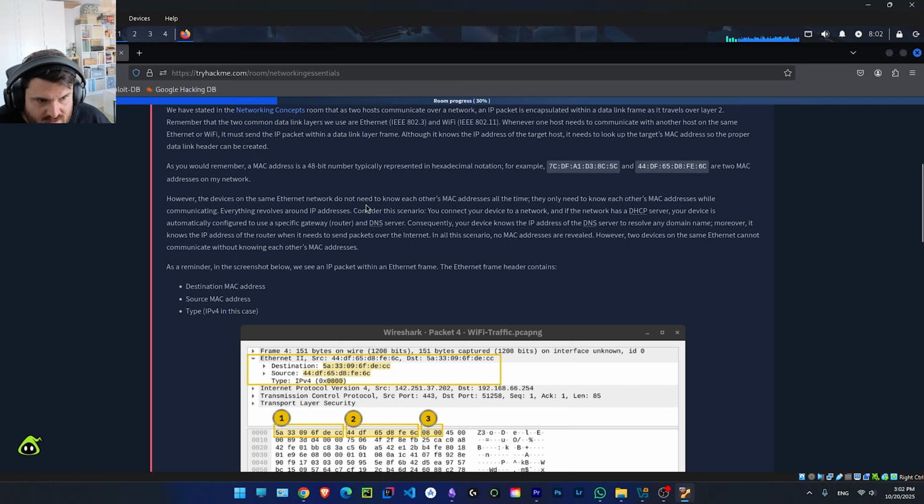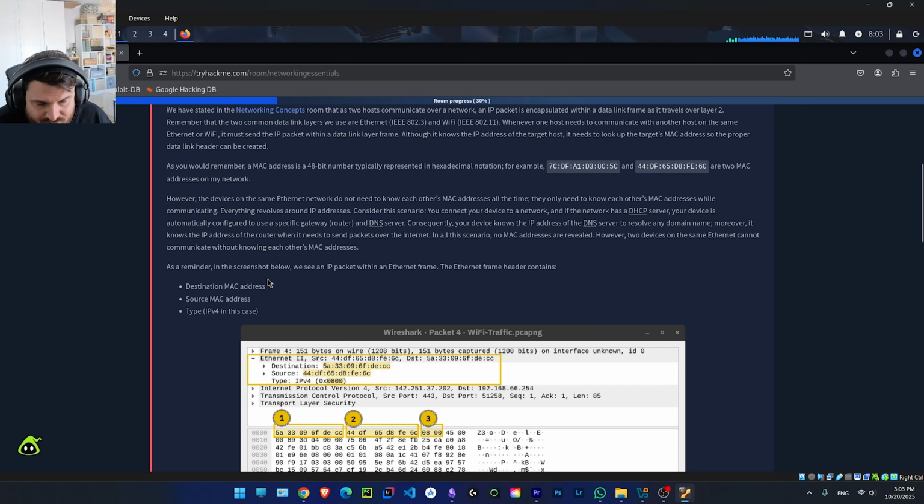However, the devices on the same Ethernet network do not need to know each other's MAC address all the time. They only need to know each other's MAC addresses while communicating. Everything revolves around IP addresses. Consider this scenario. You connect your device to a network, and if the network has a DHCP server, your device is automatically configured to use a specific gateway from the router and DNS server. Consequently, your device knows the IP address of the DNS server to resolve any domain name. Moreover, it knows the IP address of the router when it needs to send packets over the internet. In all this scenario, no MAC addresses are relevant. However, two devices on the same Ethernet cannot communicate without knowing each other's MAC addresses.